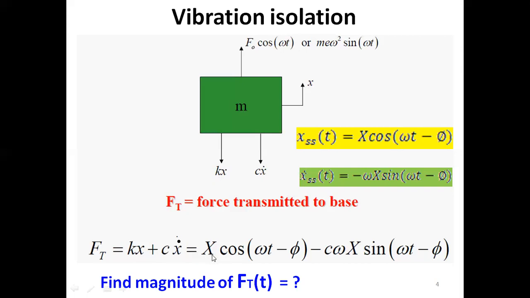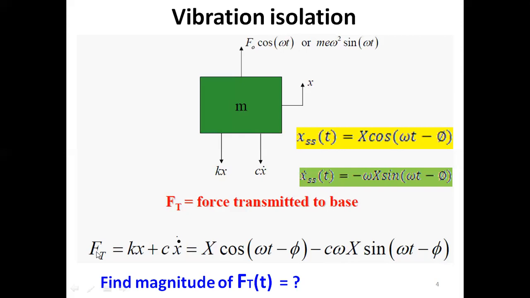So k times capital X, and writing for x, x of t is equal to capital X cos(omega t minus phi). So k times capital X cos(omega t minus phi), and c is already there, and putting in for x dot, which is minus omega X sine(omega t minus phi), we would have minus c omega capital X sine(omega t minus phi). So we have this mathematical model for f of t, the transmitted force.